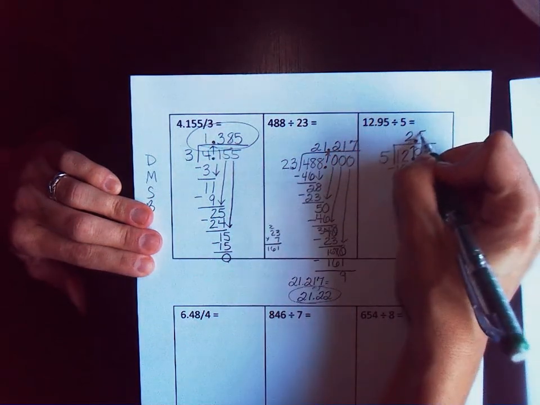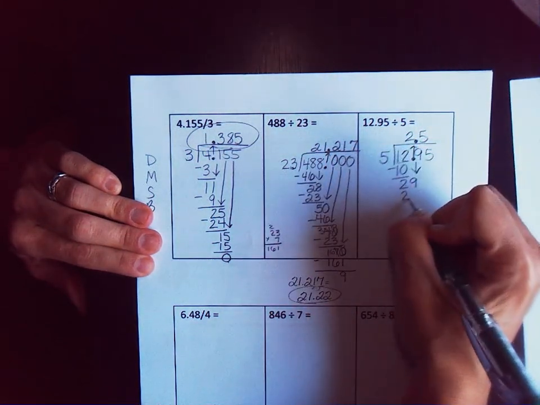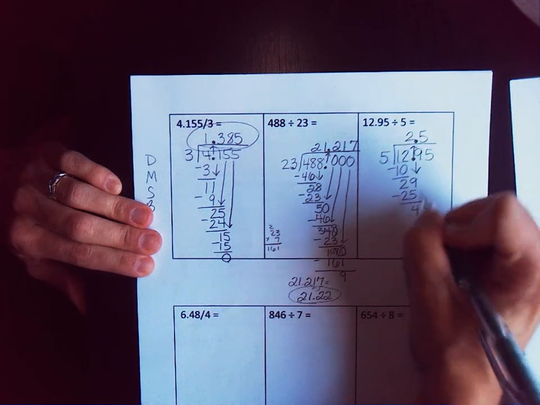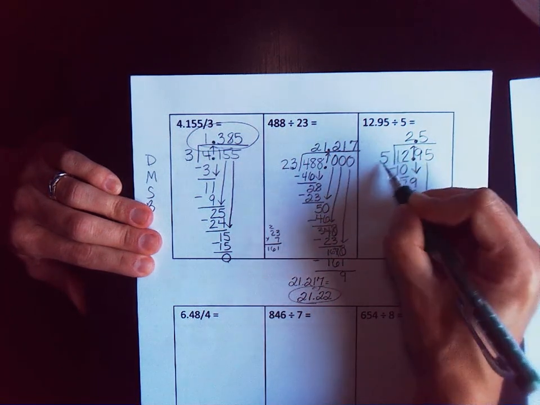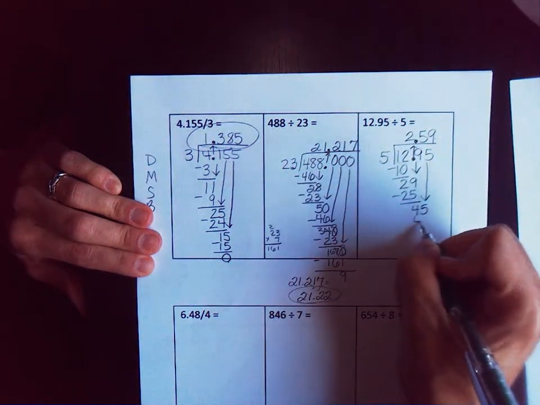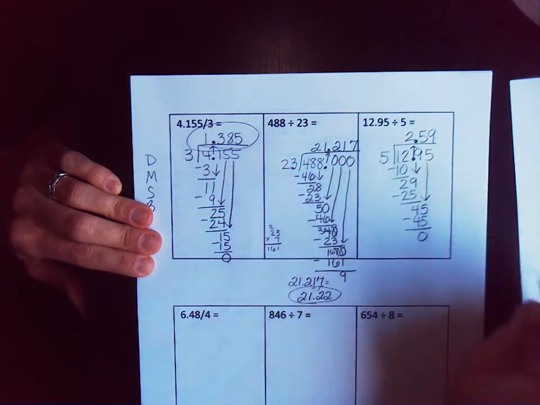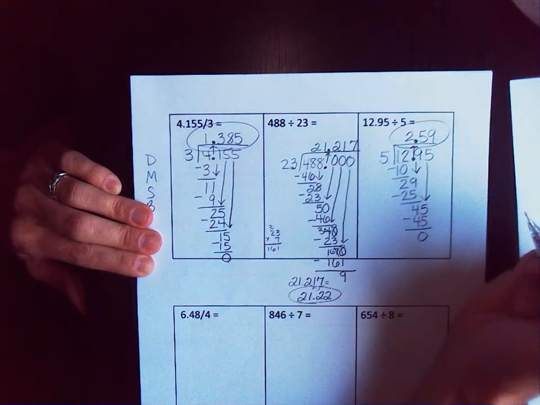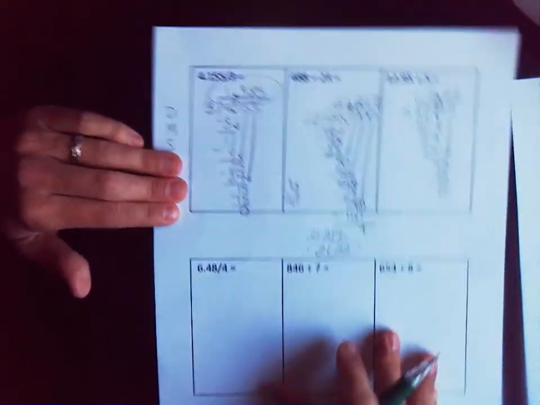It goes in 5 times. 5 times 5 is 25. Subtract and get 4. Bring down my 5. 5 divides into 45 9 times. 9 times 5 is 45. When I subtract, I get that nice 0. I know I'm finished. 2 and 59 hundredths.